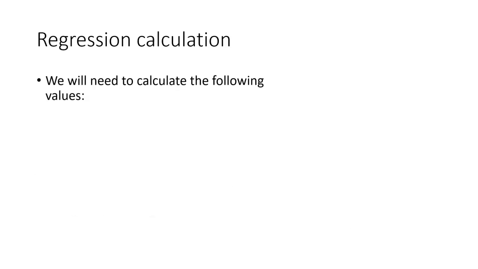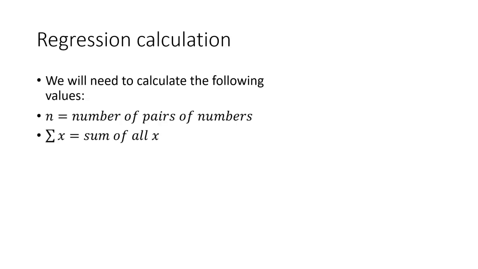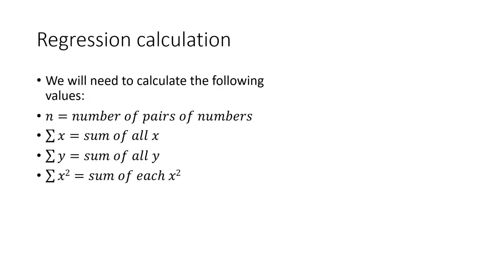We will need to calculate the following values. N is the number of pairs of data points that we have. We need the sum of X, which is the sum of all our X values. We need the sum of Y, which is the sum of all our Y values. We need the sum of X squared. That is where you take each one of our X values, square it, and then add these values together. We need the sum of Y squared, which is the sum of each Y value squared.